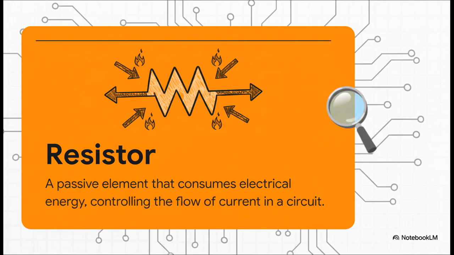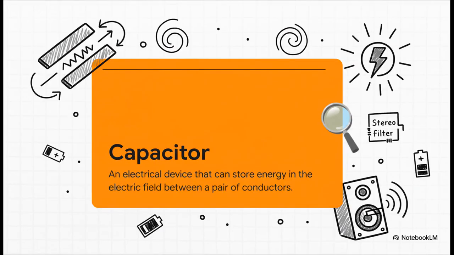And in doing that, it uses up some of the electrical energy, usually by turning it into a little bit of heat. It's absolutely crucial for keeping voltage and current levels exactly where they need to be. All right, next we have the capacitor. Now, unlike the resistor, the capacitor doesn't waste energy.